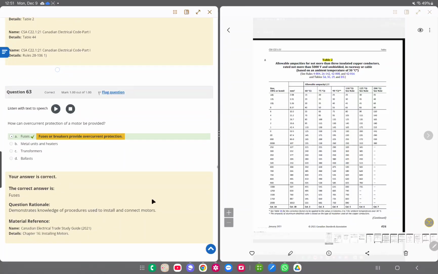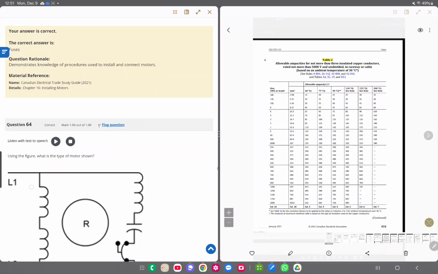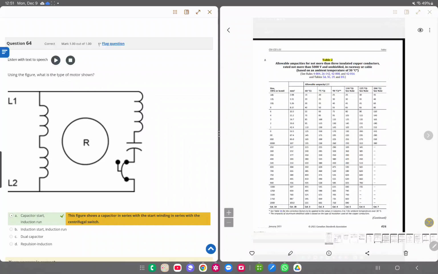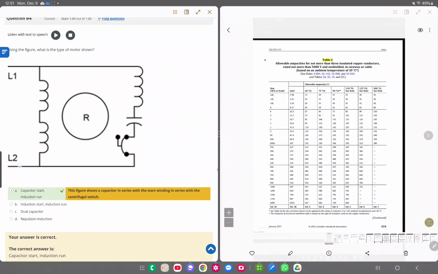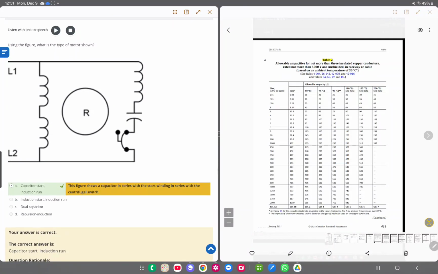Okay, here, how can overcurrent protection be provided for motor fuses? Using the figure, what is the type of motor shown? We got a capacitor start induction run. This figure shows a capacitor in series with the start winding, in series with the centrifugal switch.